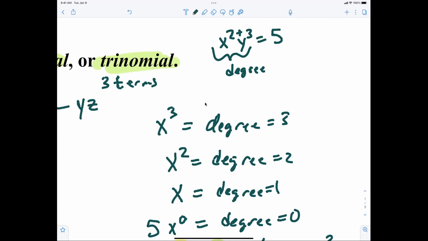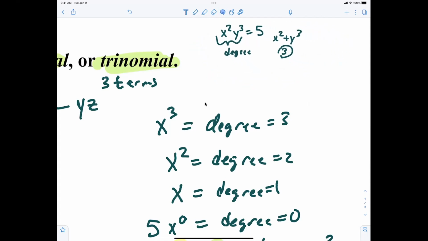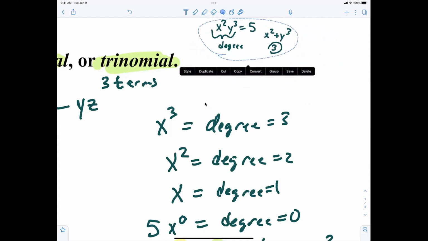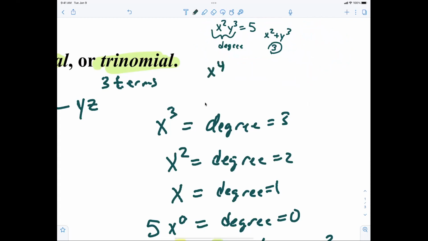So I have x squared y cubed. The degree is 5. Now I'm going to come over here and write x squared plus y cubed. What's the degree? 3. Thank you for listening. I'm going to give you a couple more examples just to make sure. You don't have to write it down. If I said x to the 4th, y cubed, what's the degree? 7. You're adding them together because it's a monomial.